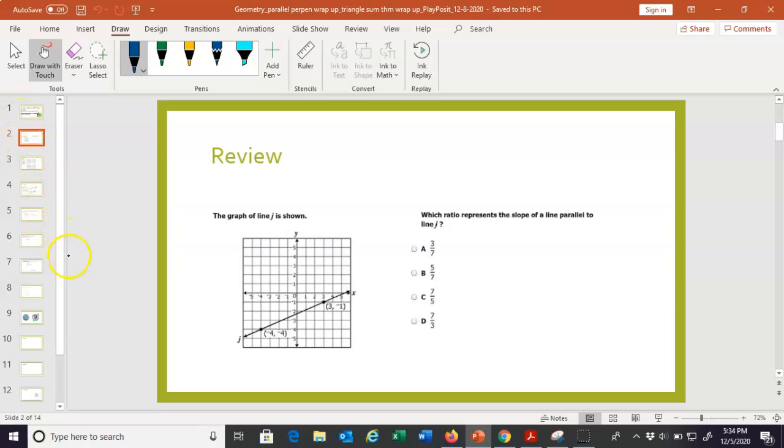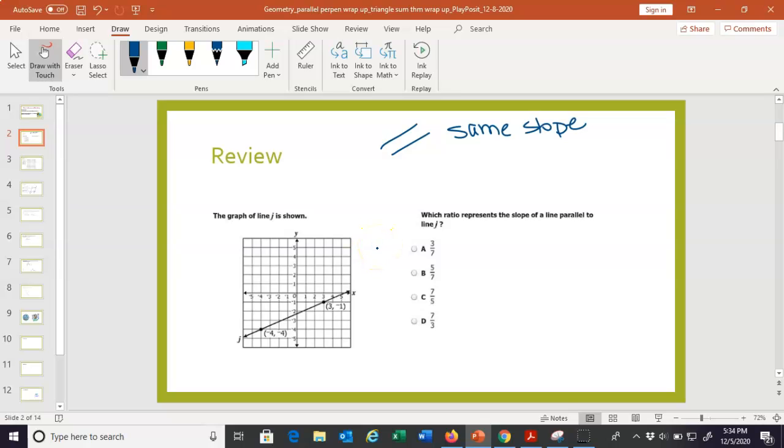So a few quick review items just so we can keep fresh. The last thing that we did together were parallel and perpendicular lines. So you guys remember parallel lines have the same slope, right? And they're never going to cross. Their slopes are the same, they're equal. So here's a question pulled from one of the previous actual SOL tests.